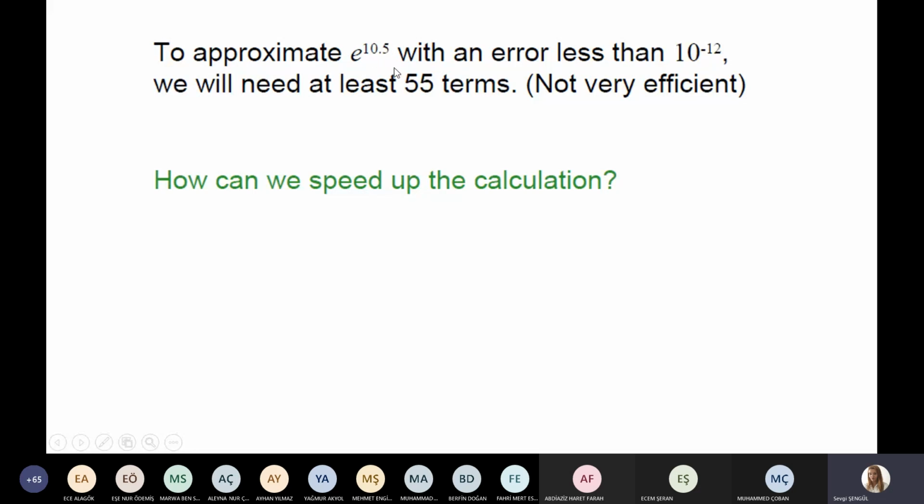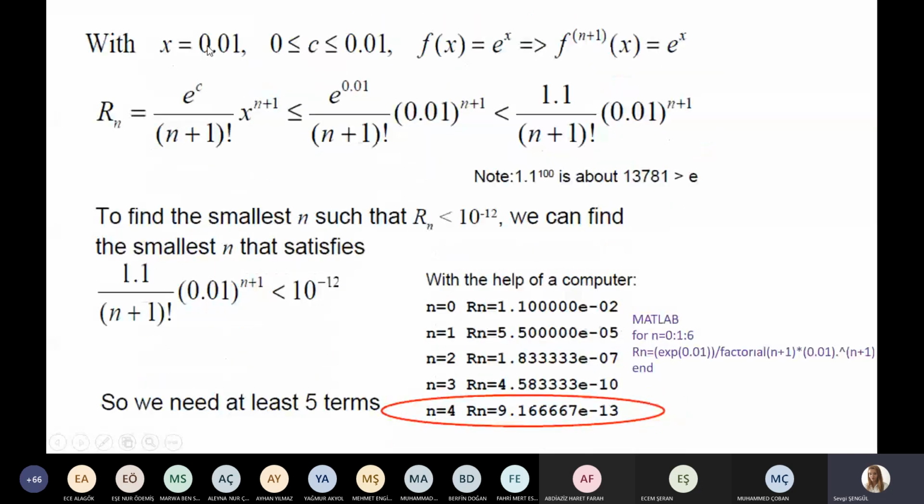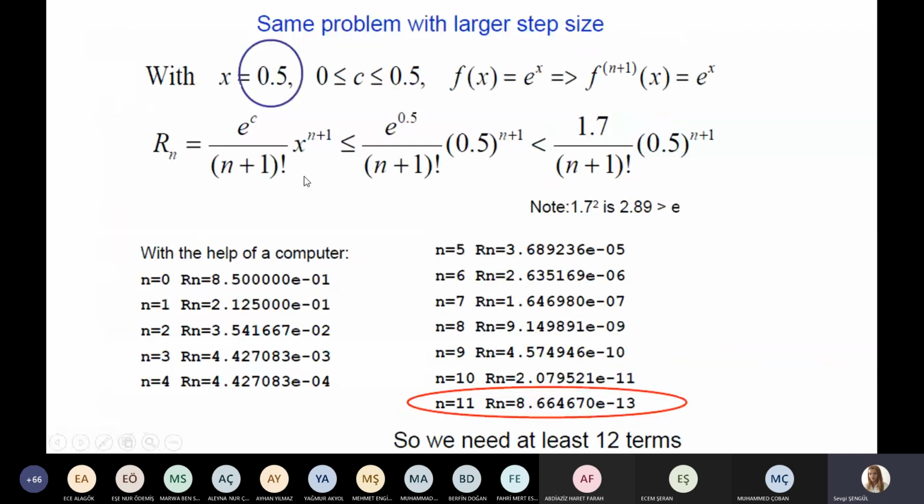Since 0 and 10.5 have a big difference between them, you need to get more and more terms to be able to get a better result. If you look at the previous ones, for example, this is so close to 0 that we need only 5 terms. If we get a little bit farther away from 0, now you need at least 12 terms. And if you assume x is 10.5, you need 55 terms.